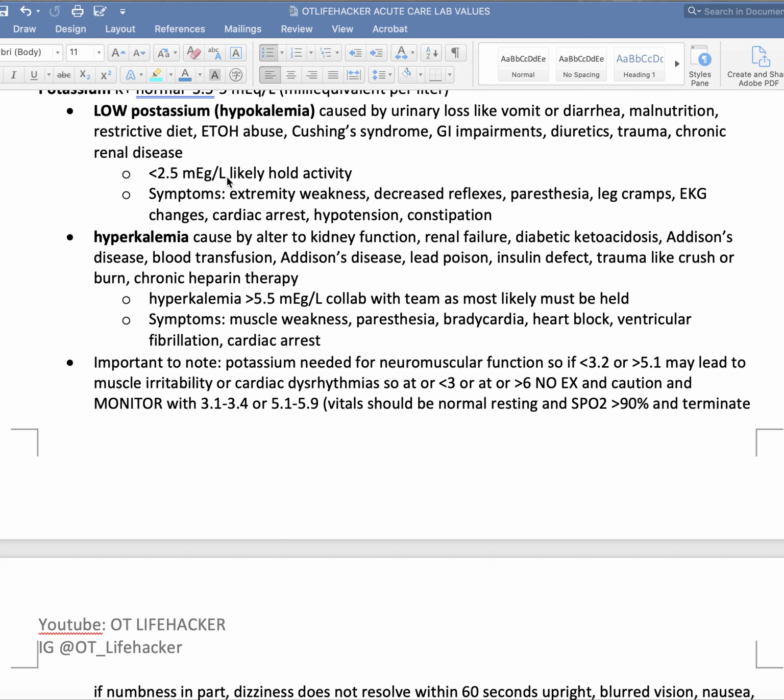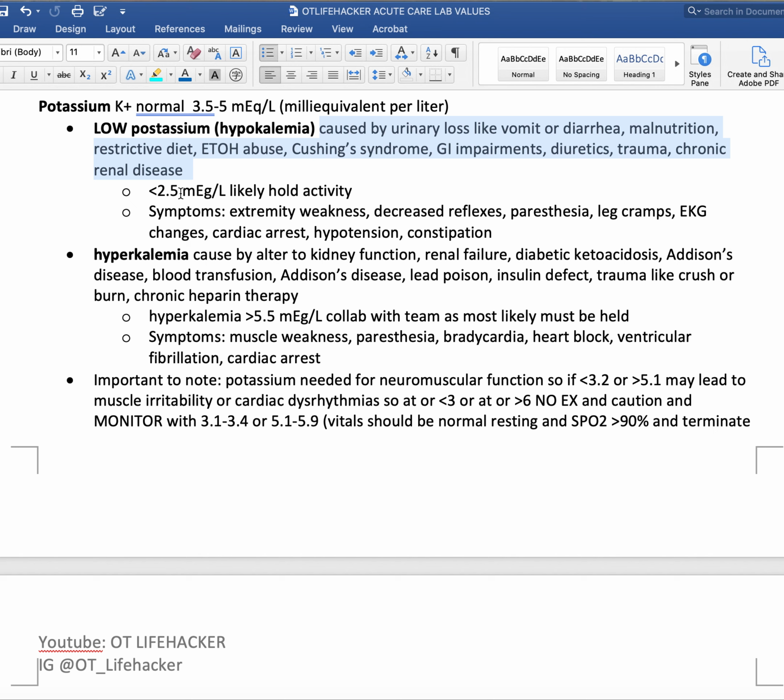So getting back to low potassium, as we said, these are some of the causes. If potassium is less than 2.5, it is likely that you'll need to hold the activity. In acute care, you'll need to always check the lab values, because there can be a lot of instability in the patient's vitals and labs, and that can increase the risk of other complications. If you're doing therapy with them when they have very low or very high lab values, that can be a risk of contraindication, and a risk of more complications. So you have to be very, very careful, and that is why it's always important to check in with the team.